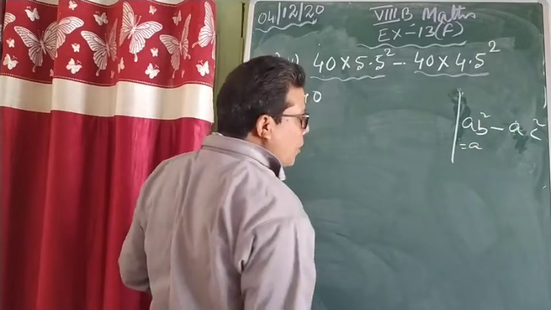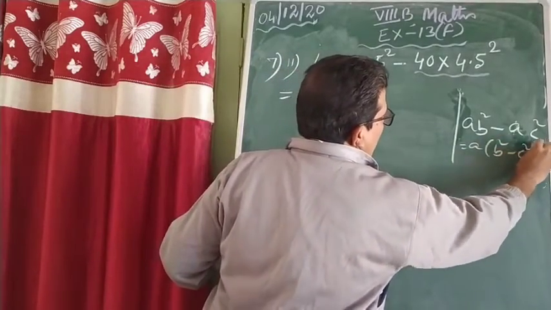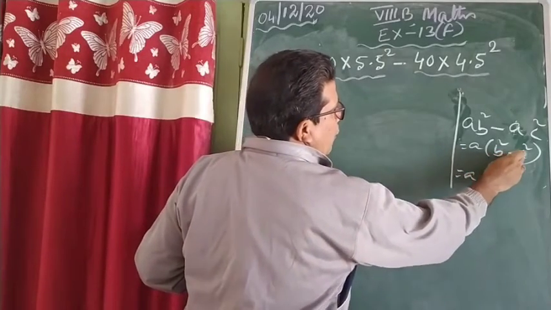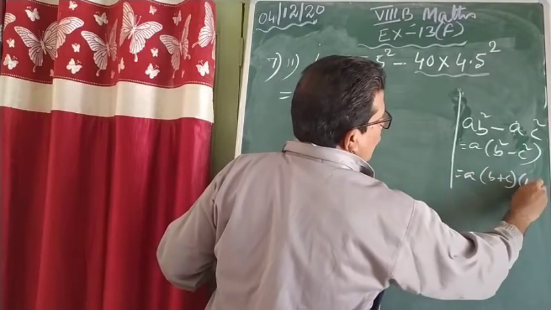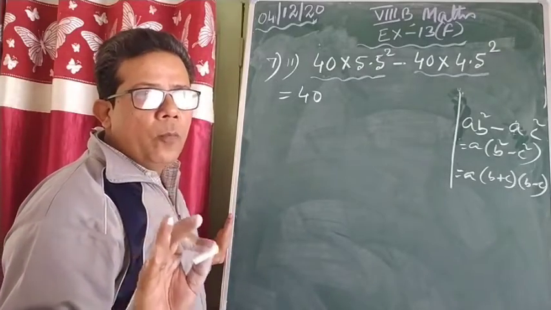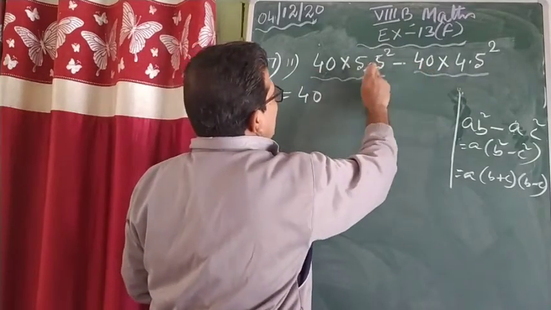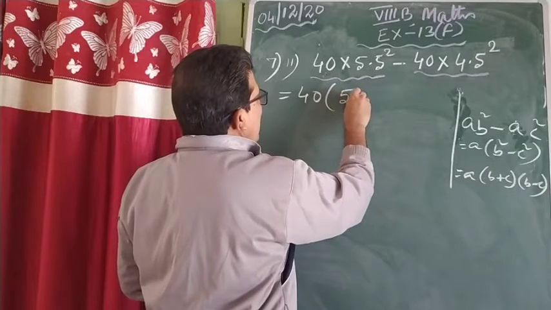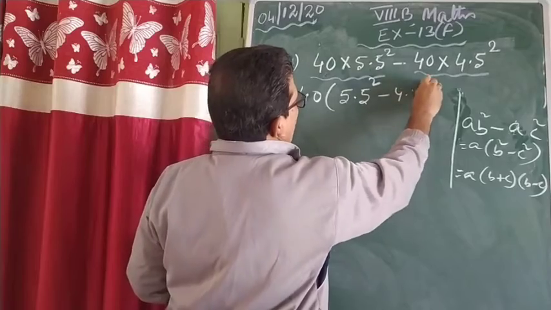So what will come, beta? You can take A common or not. If you take A common, what will be left over, beta? B square minus C square. Now, is it in the form of A square minus B square or not? Then it becomes B plus C into B minus C. Like that, are you going to solve the problems or not? The same way here also. This is A, this is A, this is B, this is C. Take A common. What is left over, beta? 5.5 square minus 4.5 square.